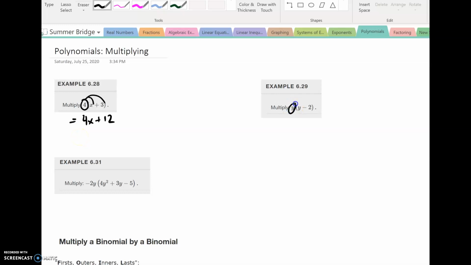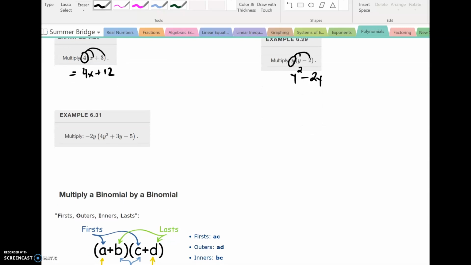Next example, I multiply out the y times the y, which is y, and when you multiply two y's together, that's y squared, and then y times negative 2, which is negative 2y. Okay. Next is if I multiply negative 2y.